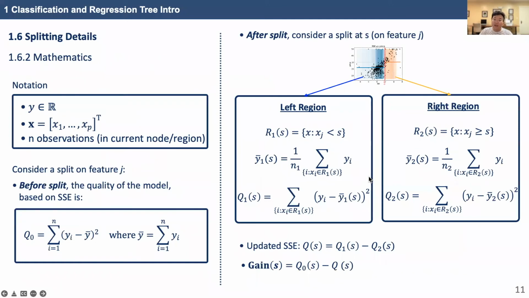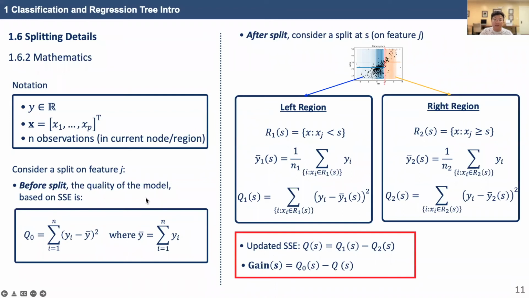Here's some detailed mathematics. If you are interested, please pause this video and try to understand them. Basically, we want to find the optimal splitting point that minimizes the loss function, the error sum of squares, the SSE, or maximizes the gain after splitting the data into two regions.